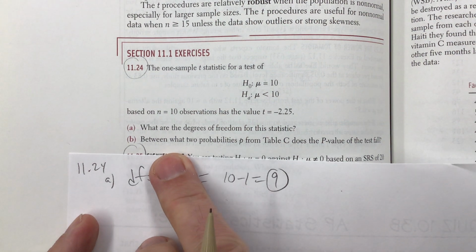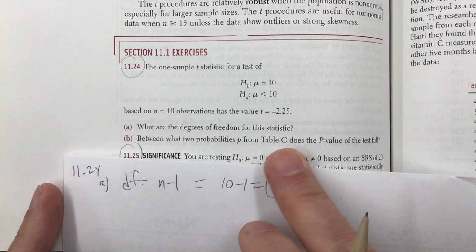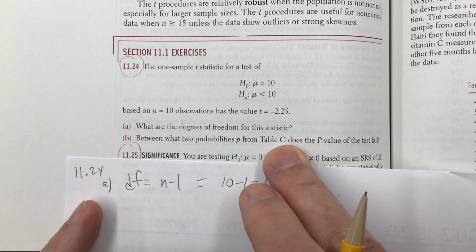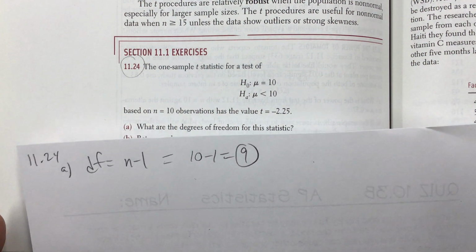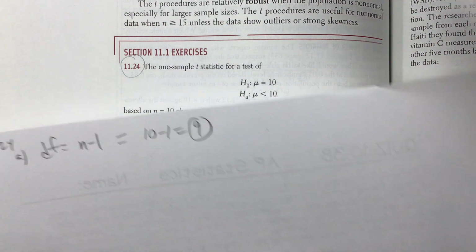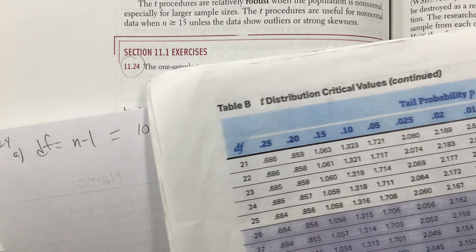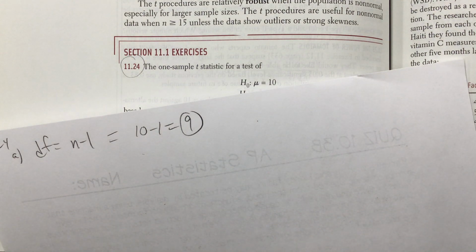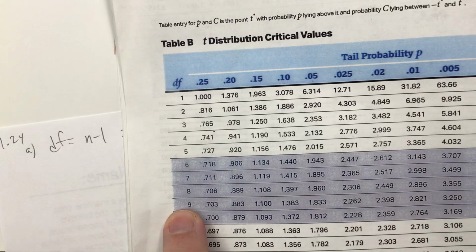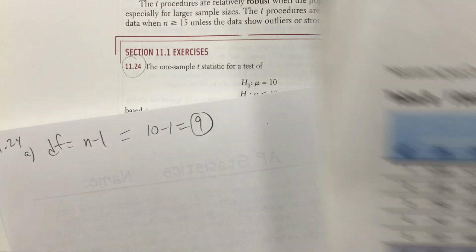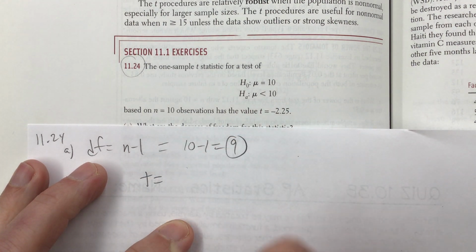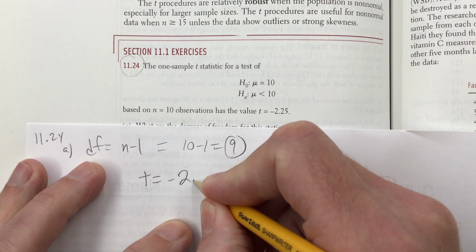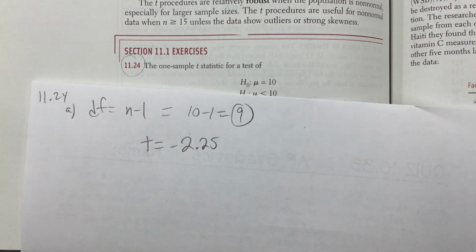Letter B, between what two probabilities on table C, because that's our T statistic table, will the p-value fall? Okay, so we grab our table, and we have to get a degree of freedom of 9, so that'll be on the first page of our table. Okay, so we go to degree of freedom of 9. Now, our test statistic was given as negative 2.25.